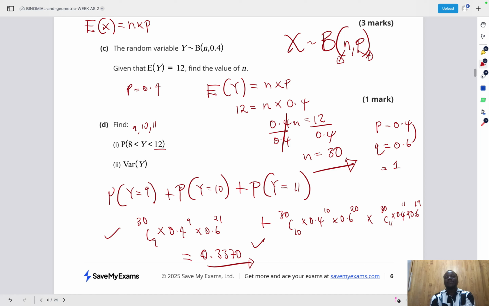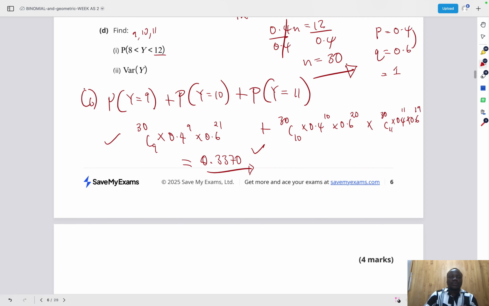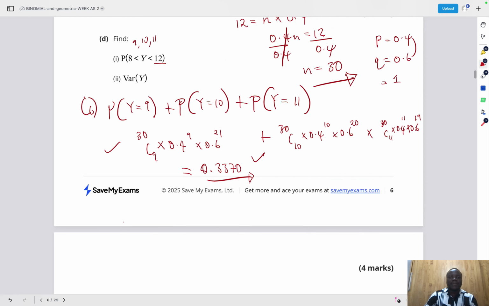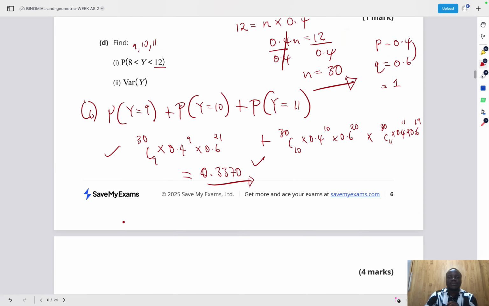Greater than 8 means start from 9 going up. So that's the answer for that question. So now there is D part 2. So this is D part 1 that we did. D part 2, I'm just going to do it here. They are asking us to find the variance of this distribution here.